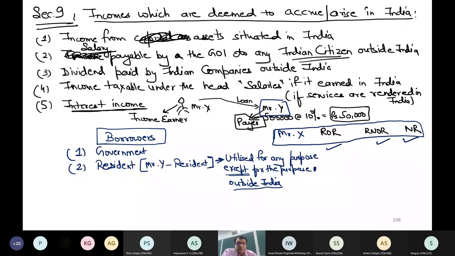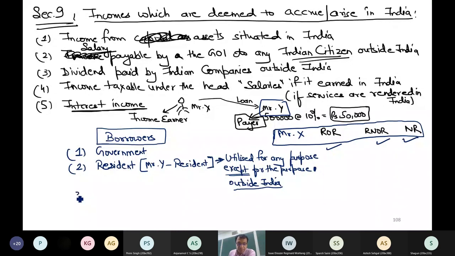Otherwise, if the borrower of your amount is a resident, it is always treated as income which is deemed to accrue or arise in India, except in one case, and that one case is what? If this borrower has utilized my amount for doing or fulfilling any purpose outside India. This might be a little bit technical, so I will not take any doubt till I discuss with you the numerical. You simply listen to me.